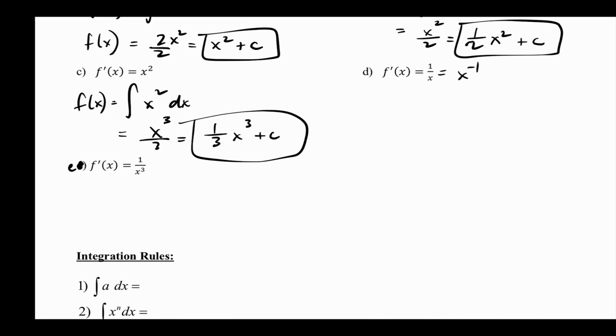So 1 over x is the same as x to the negative 1. They're the same thing, right? Same thing down here for this guy down here. So to use the power rule, you would just change the power to a negative. Okay? So we're going to do the same thing.